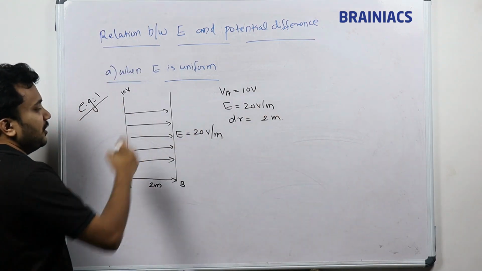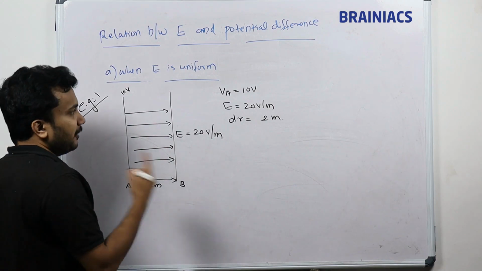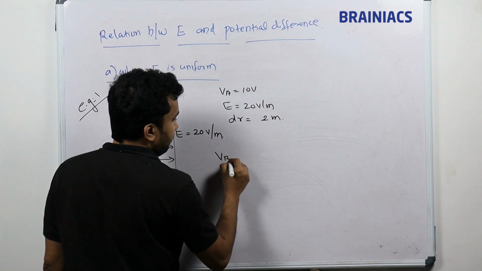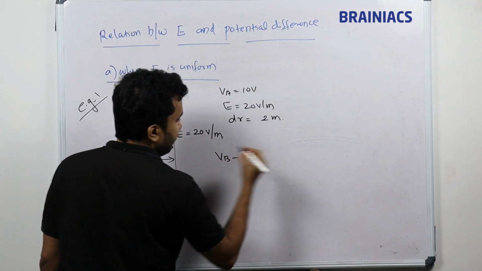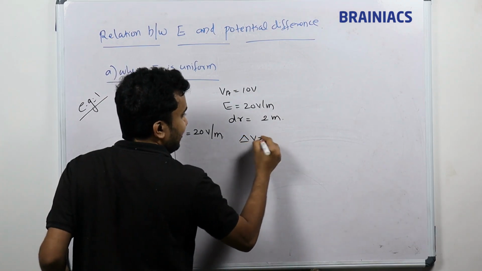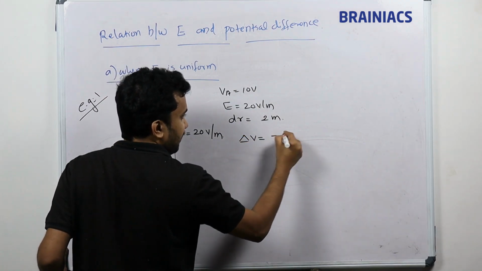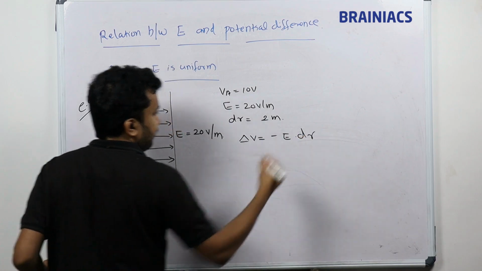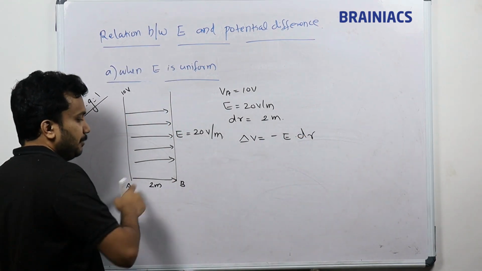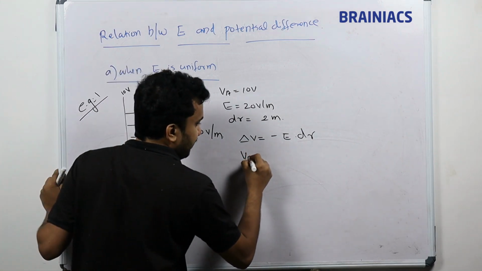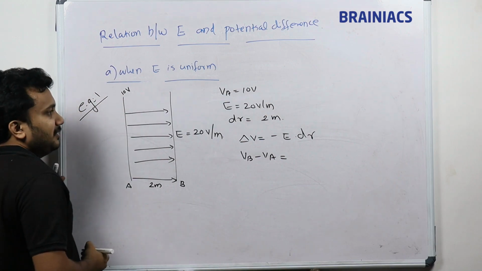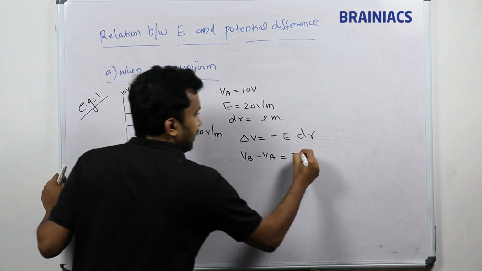I need to find out the potential at point B. So we are moving from A to B. So I am writing VB minus VA will be equal to, or we can start with our general equation. What is the general equation? Delta V is equal to minus E dot dr. Delta V is the potential difference, VB minus VA. So VB minus VA is equal to minus electric field, so minus E.